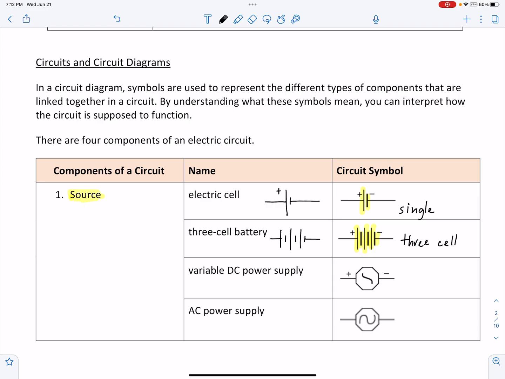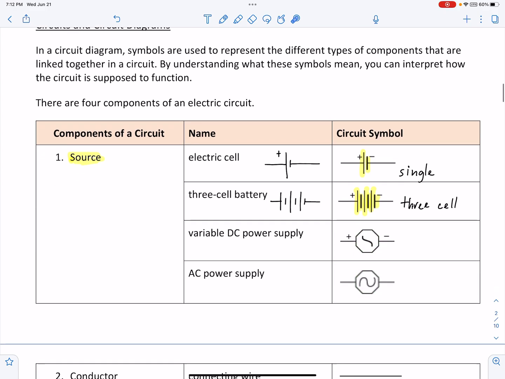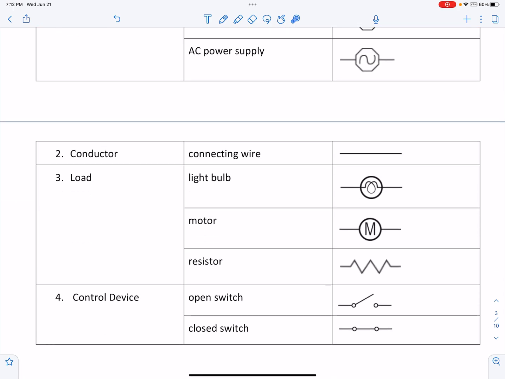We represent DC power with this symbol here, and AC power with this symbol here. A conductor is drawn as a straight line. These are the wires that connect the components. A light bulb is drawn with a loop surrounded by a circle. A motor, the letter M, surrounded by a circle. A resistor, the zigzag path. And then we have open switches and closed switches.